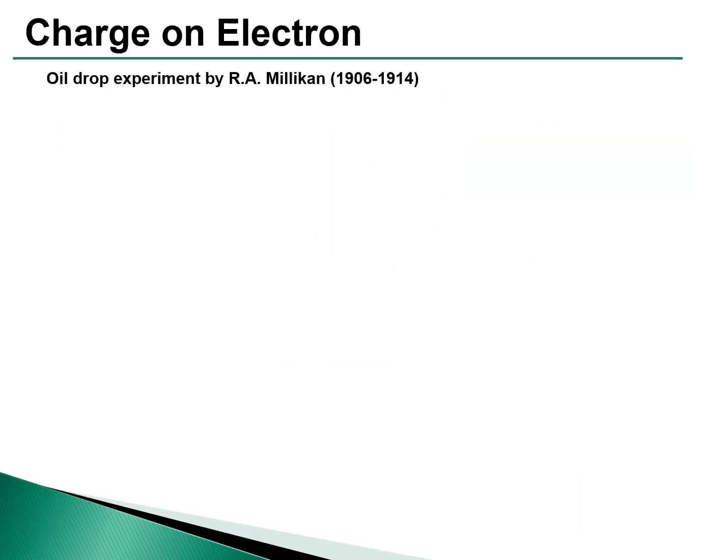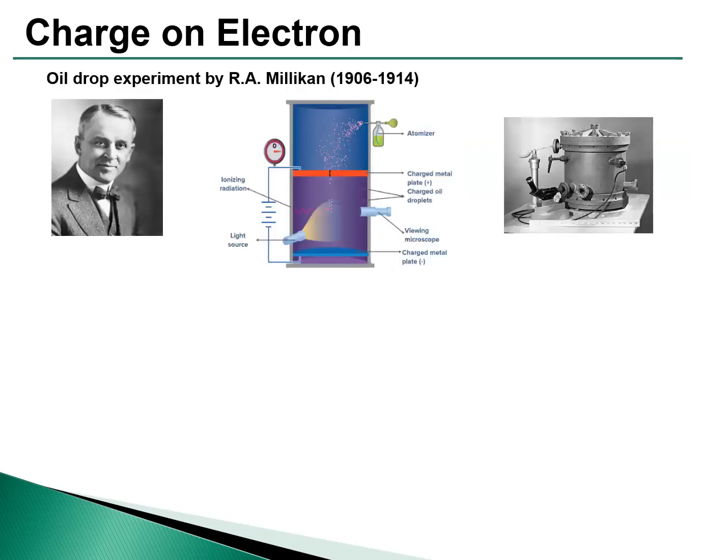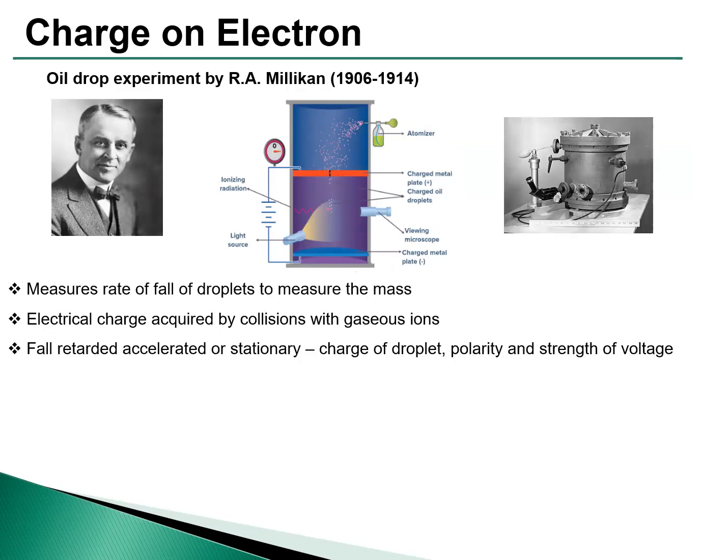The charge on the electron was found by Robert Andrews Millikan via a method called the oil drop experiment. Oil drops were allowed to enter through a tiny hole in the upper plate of the electric condenser in the form of mist produced by an atomizer. These droplets fell at a rate which was measured, and thus the mass of oil droplets was measured. A beam of X-rays was passed through the air in the chamber to ionize it. The electrical charge was acquired by collision with gaseous ions. The fall could be retarded, accelerated, or stopped, which depended upon the charge on the droplets and the strength and polarity of the voltage applied to the plate.